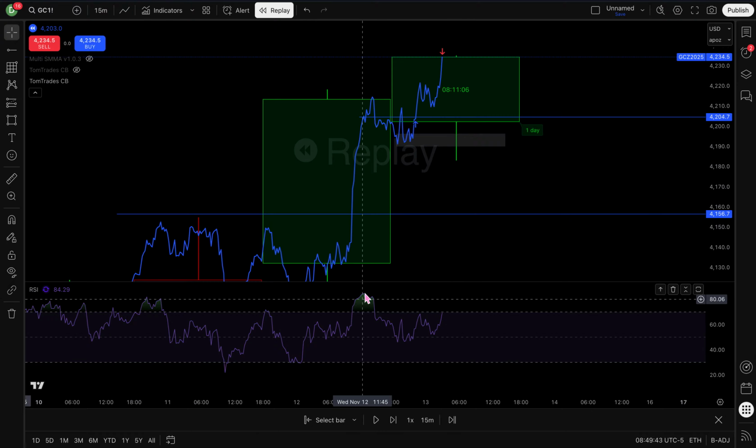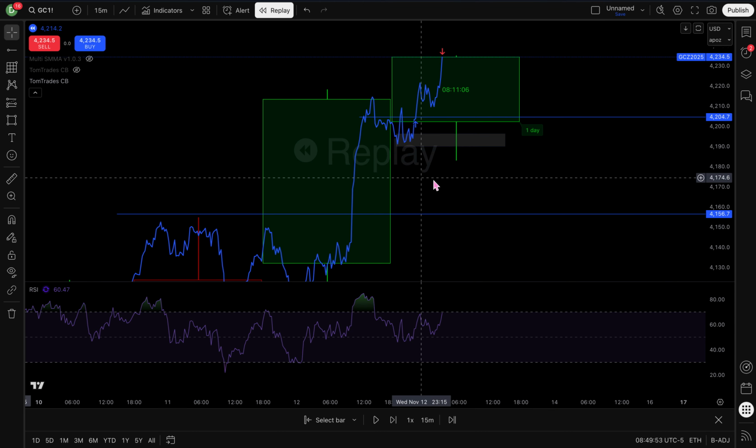Because if price is overbought, I don't want to get in, because when price is overbought, usually you're going to get some kind of retracement or reversal. So if I know that, I'm not going to get in, because I know I'm getting in at the wrong time.